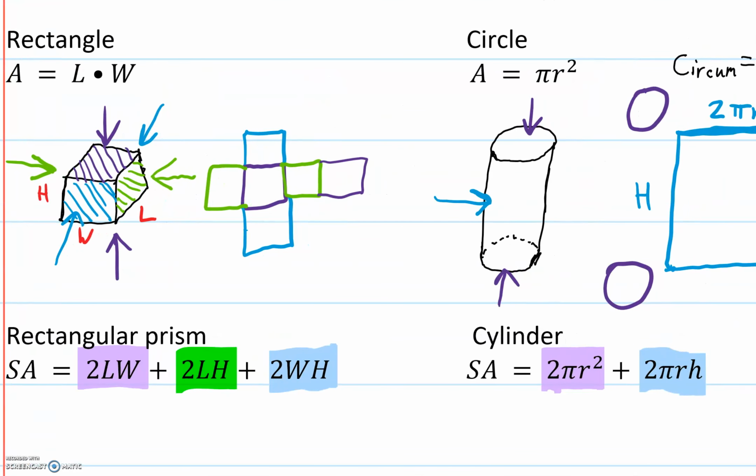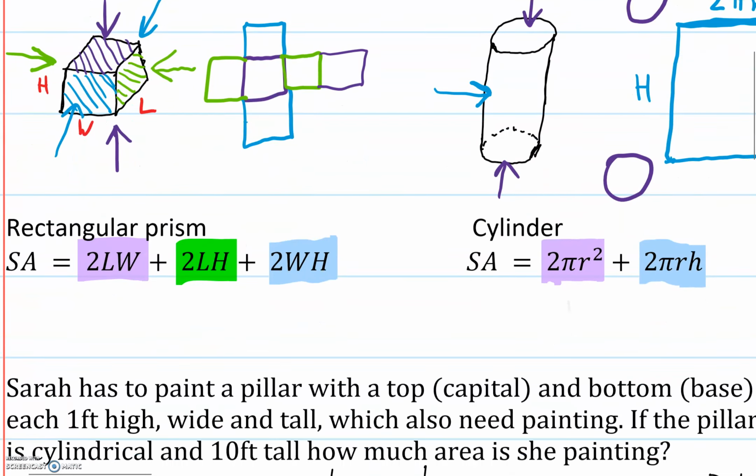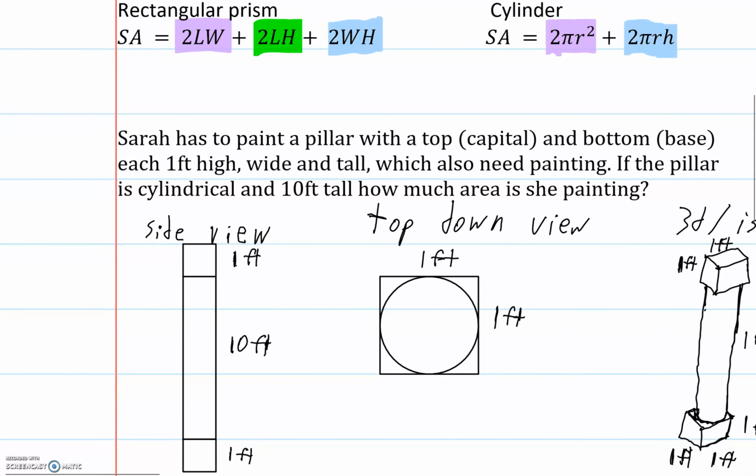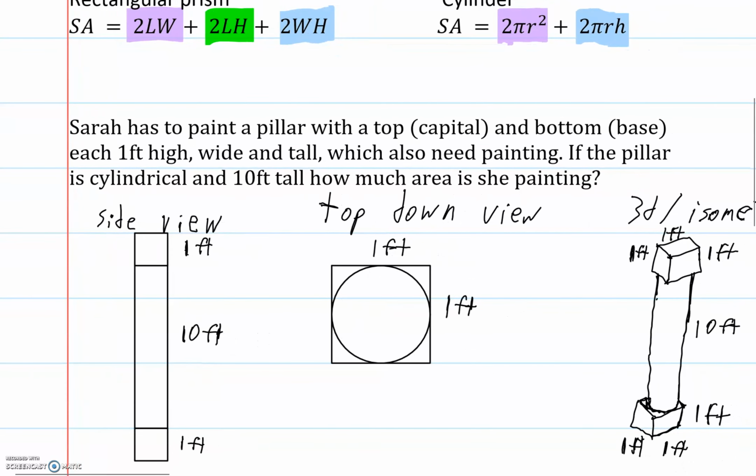Anyways, you can imagine that if we pulled apart our rectangular prism, it would fold out into this sort of shape. Okay, so let's try a question here, keeping in mind the formulas that we have just worked through.